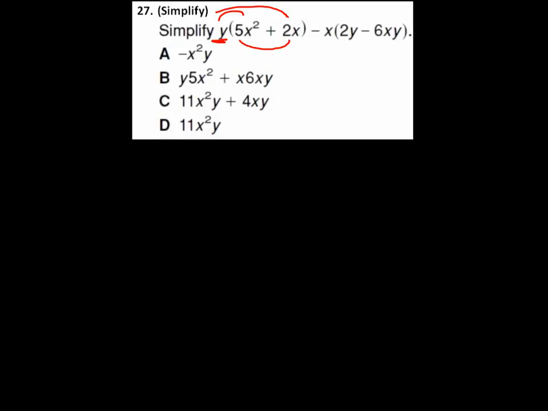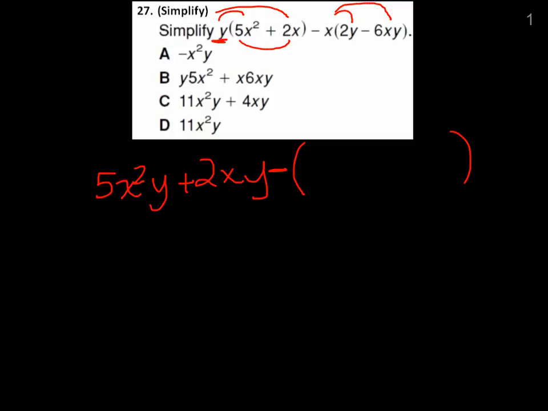So we're going to have 5x squared y. We always should put the x term, then the y, for the correct standard order. And then 2x times y is going to be 2xy. Alright, and then we're going to distribute this here, this x. So we're going to be subtracting, and remember we're subtracting everything. Subtracting, okay, 2y times x is going to be 2xy. And then x times 6xy is going to be 6x squared y.